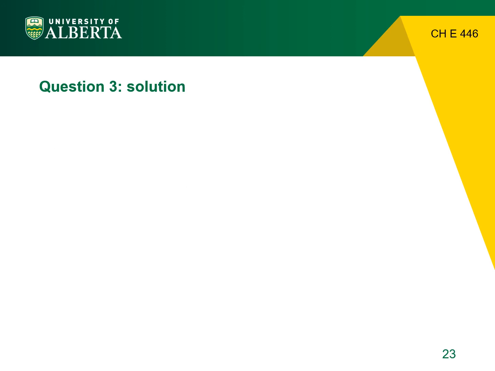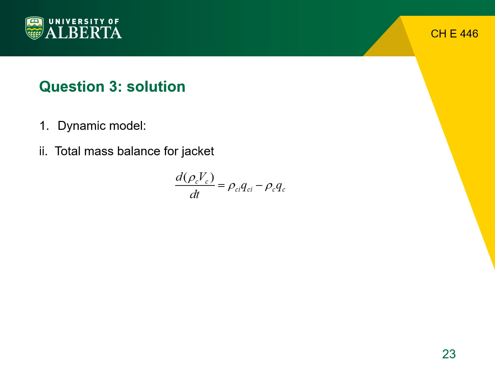Similarly, we conduct a total mass balance for the cooling jacket. Using the constant volume assumption, we have the flow rate into the cooling jacket equal to the flow rate out of the jacket. This is equation 2 of the dynamic model.